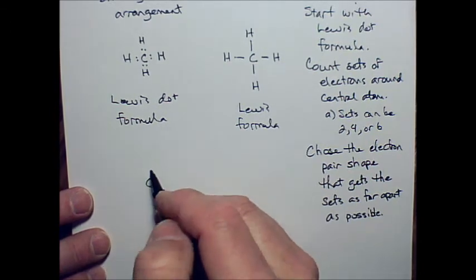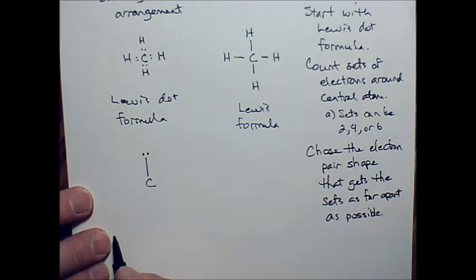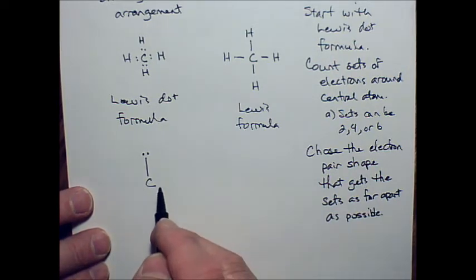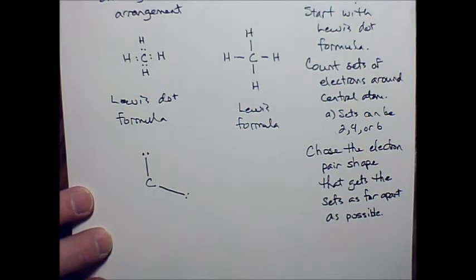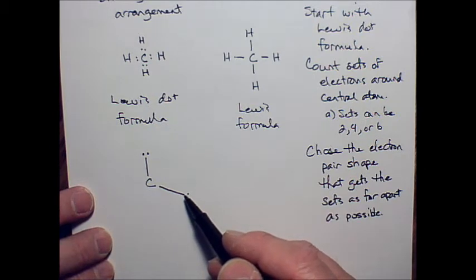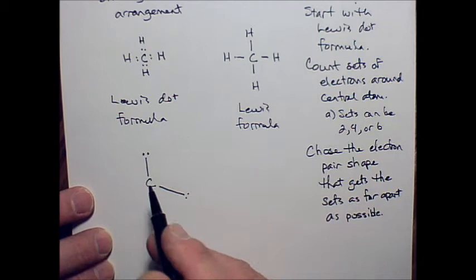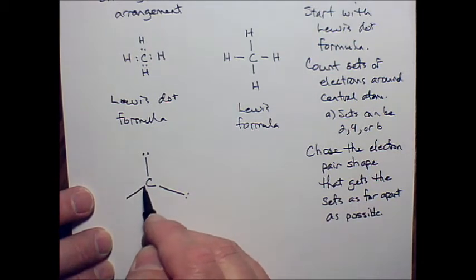So instead of 90 degrees, I'm going to start with the electron pair shape. I'll start with the carbon here. I'm going to have a set of electrons up here, and a set of electrons that are 109.5 degrees over here. To get the next set 109.5 degrees, I've got to come out from the paper. And the way we show that is with a triangle shape.